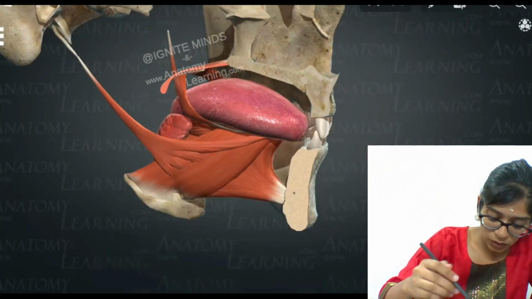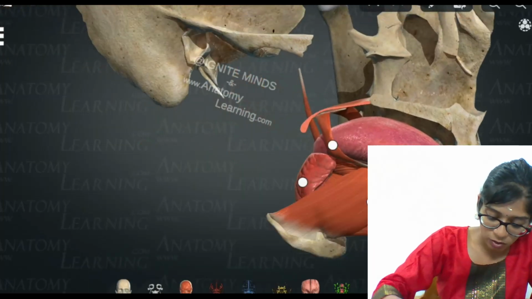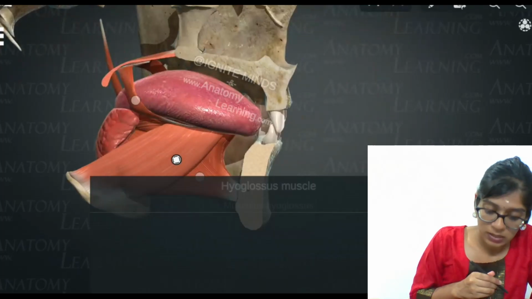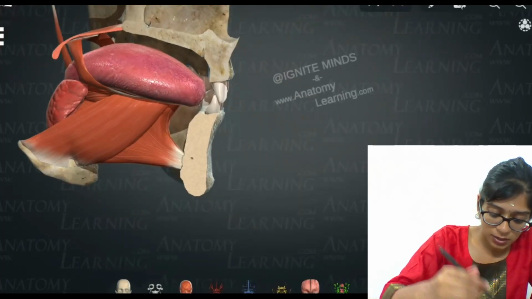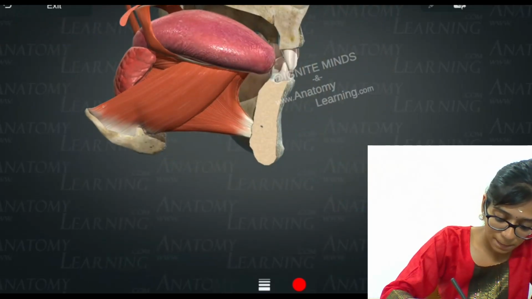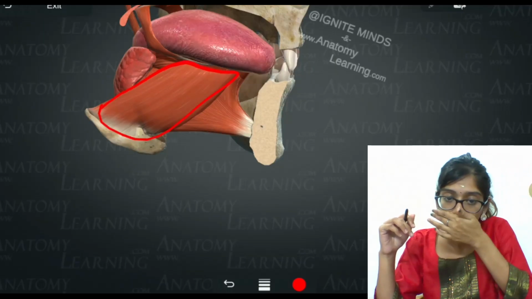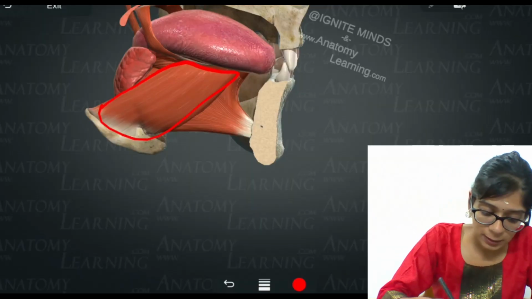So styloglossus, I am removing the styloglossus. Now what is this muscle? Can you appreciate this muscle? That is hyoglossus muscle, this one. I am showing only one side; it is there on the other side also. This is hyoglossus muscle.